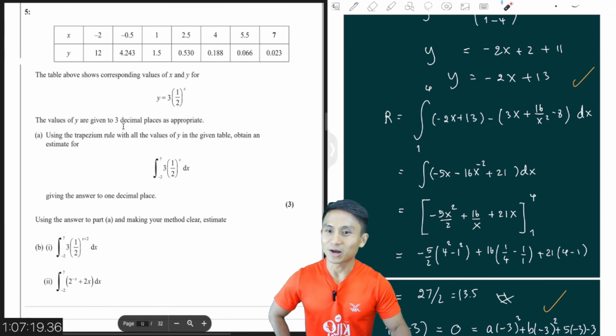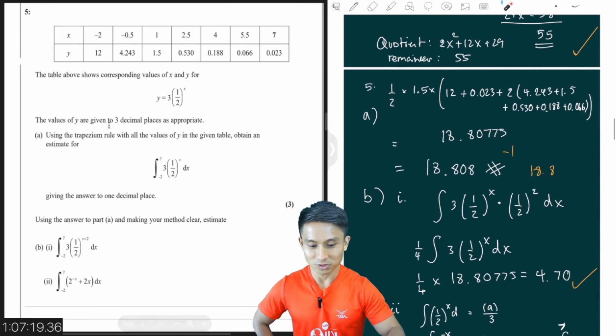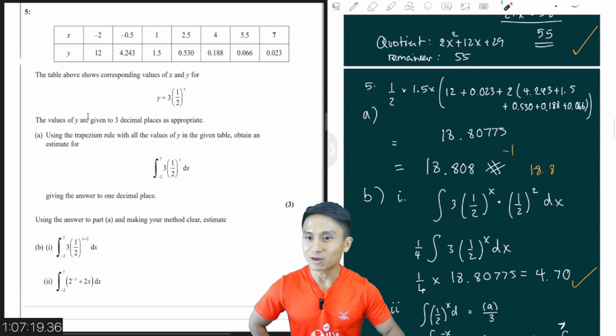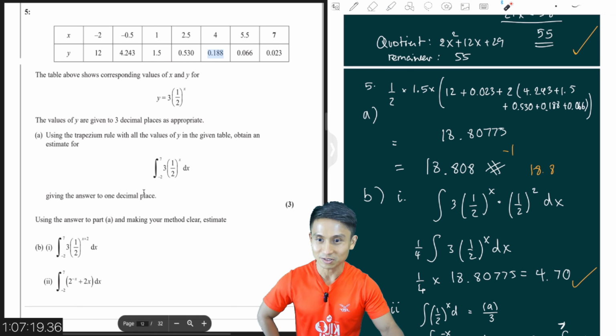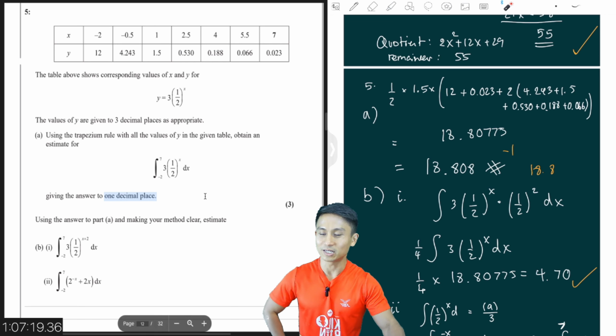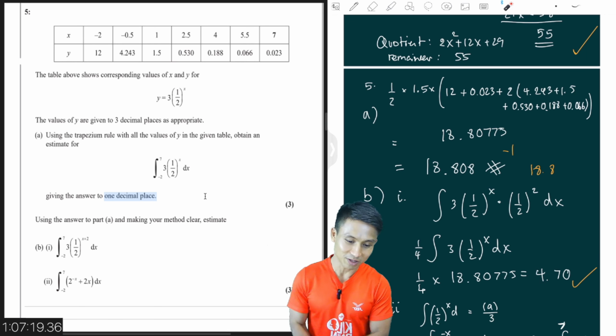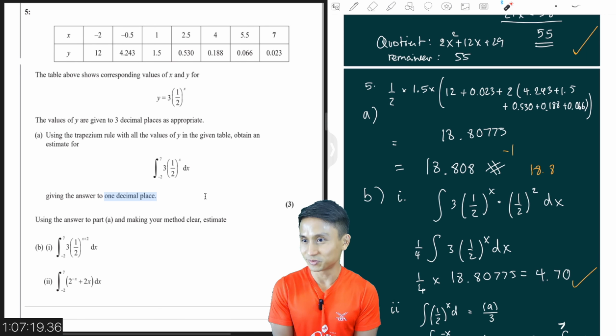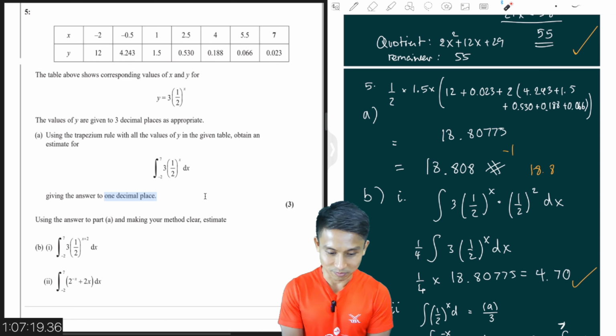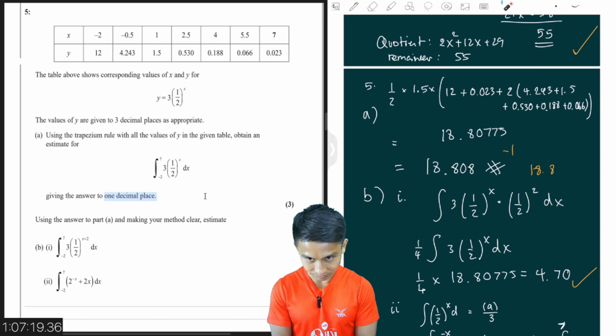So for question 5 here, I read this and saw 3 decimal places, but that is just what they tell you here. They give you 3 decimal places, but they want the answer in 1 decimal place. I double checked everything and thought I got it right, but no. So just 1 decimal place here, it should have been 18.8.